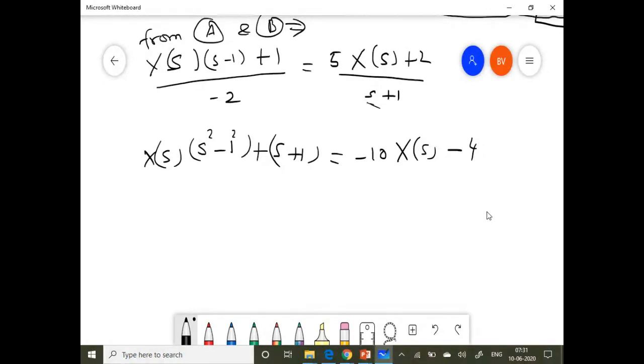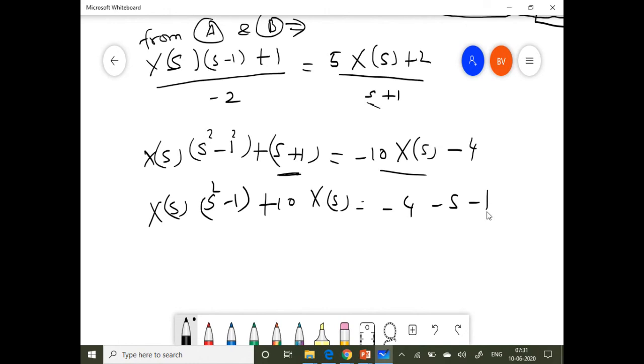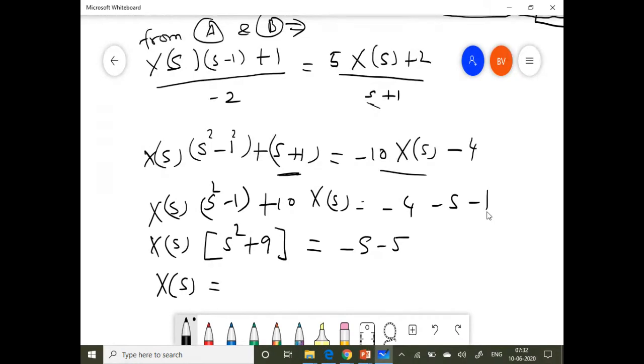Now club x of s on one side. x of s times s square minus 1. This x of s should be taken to the left side, so it is positive 10 x of s, and this term s minus 1 should be on the right side: minus 4 minus s minus 1. So take x of s as a common variable. This will be s square minus 1 plus 9, 10s plus 9, and minus s minus 5 on the right side. Therefore, we get x of s is equal to minus s minus 5 divided by s square plus 9.